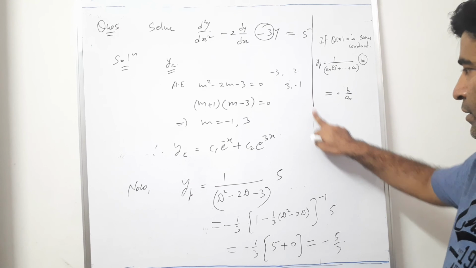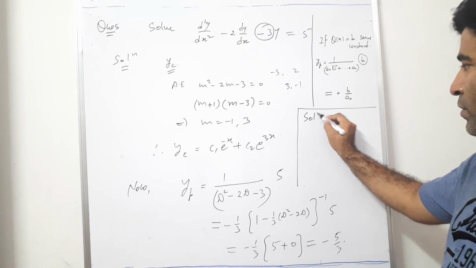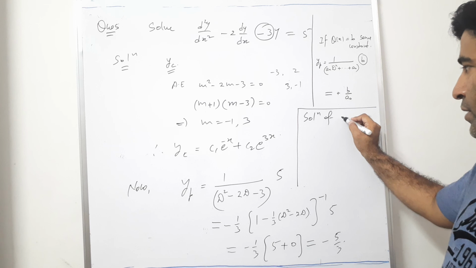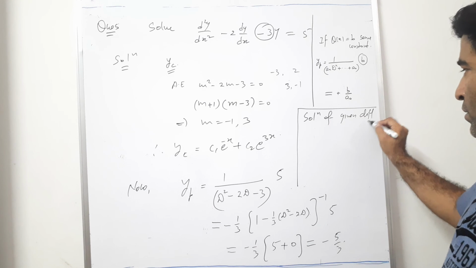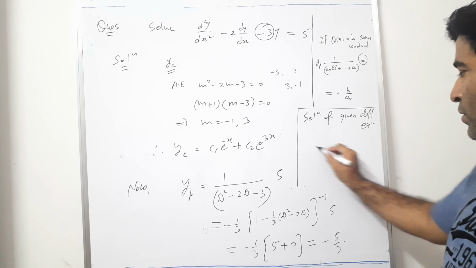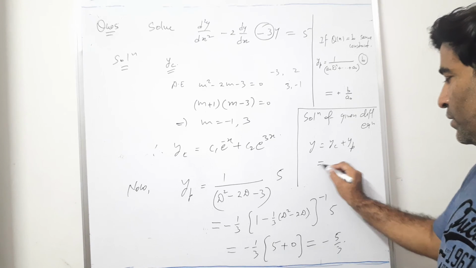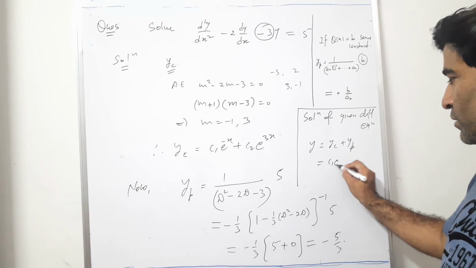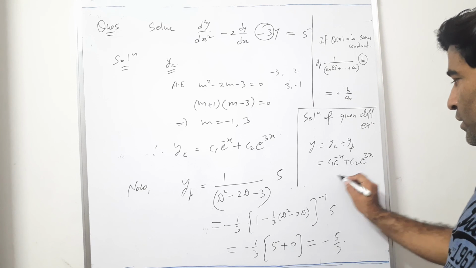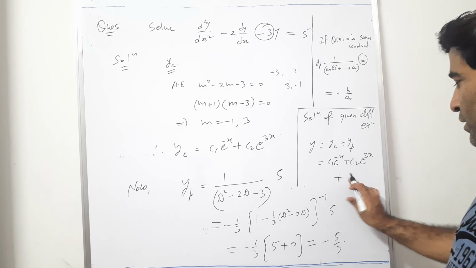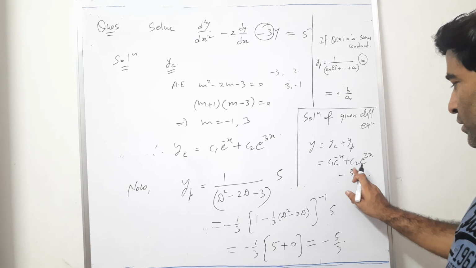Hence the solution of the given differential equation is y = yc + yp. yc is c1 e^(−x) + c2 e^(3x), and yp is −5/3.